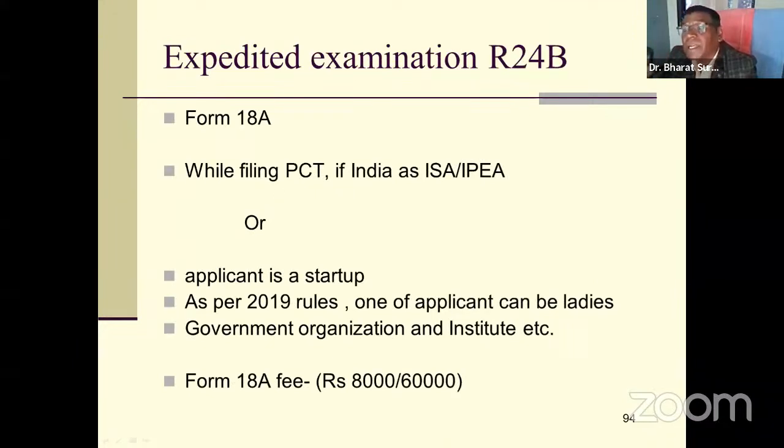You have a chance to file for expedited examination as per Rule 24B. That is for those filing a PCT application and choosing India as the ISA. ISA means International Searching Authority, and IPEA means International Preliminary Examining Authority. It means that when you file the patent, we search and give a report whether it is patentable or not. Or the applicant is a startup, or as per the 2019 rule, one of the applicants in your group is a woman, then you can apply, or a government organization or institute can also. Fees for Form 18 are 8,000 per individual and 60,000 for others.